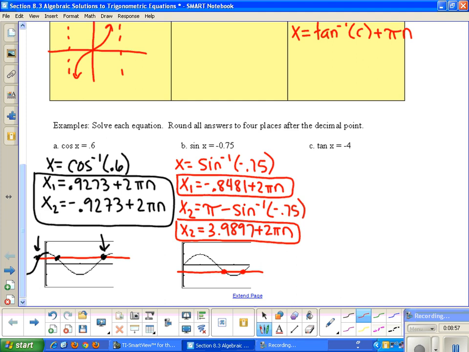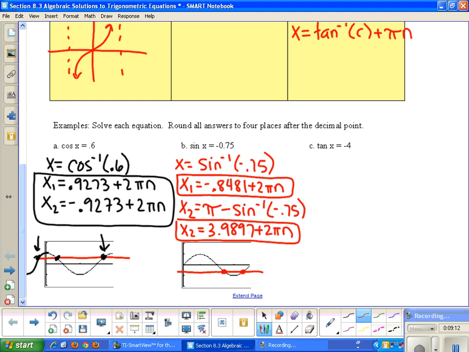And again, notice it's different from the inverse trig equations that we were solving, because those we were evaluating, and we only had one answer when we had a sine inverse in our equation. Now we're solving for multiple angles where the sine of x is equal to negative 0.75.